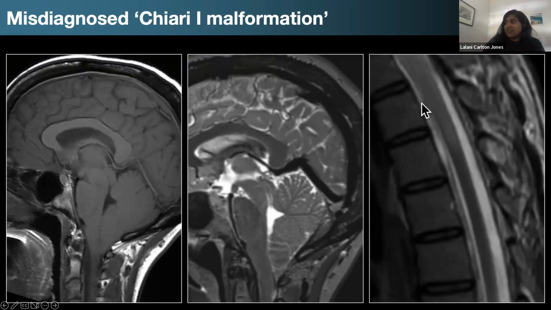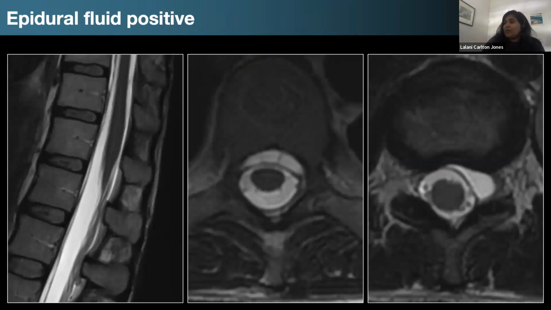And you can see here, hopefully I've made this clear, she has this ventral epidural collection, which had been missed for years. And so we went on to perform an ultrafast dynamic myelography. You can see that it's mainly ventral fluid, though it is a bit eccentric.